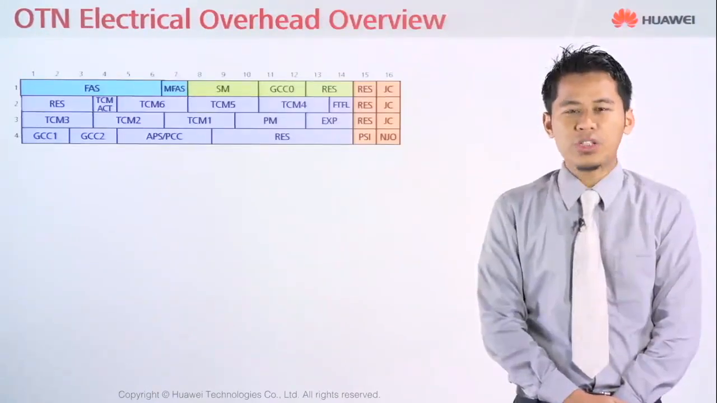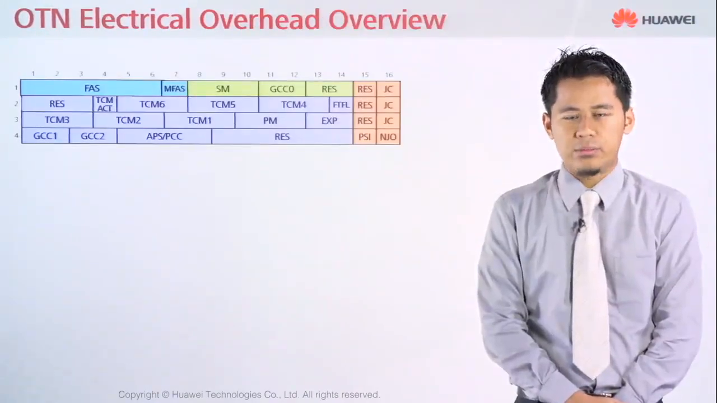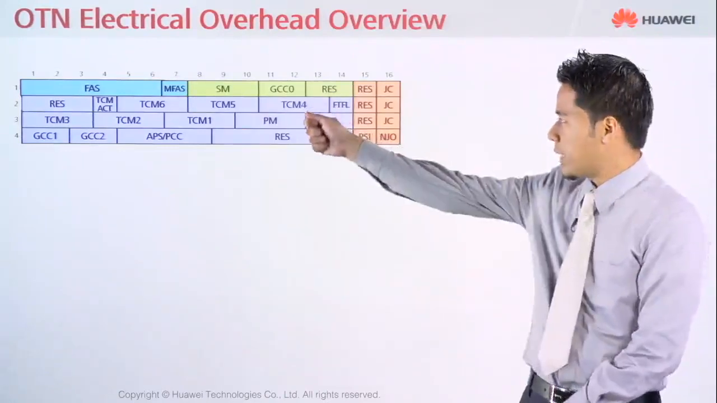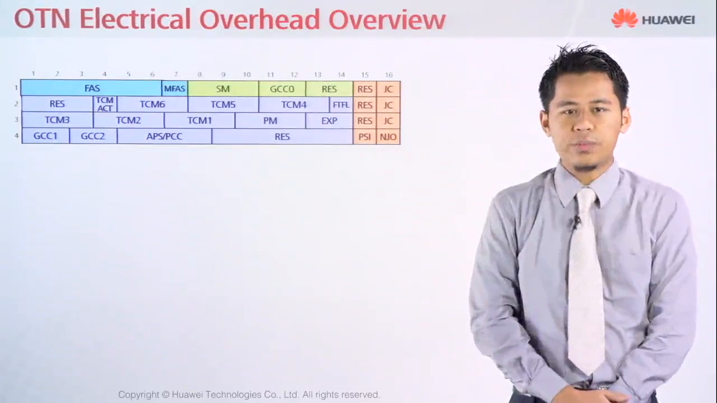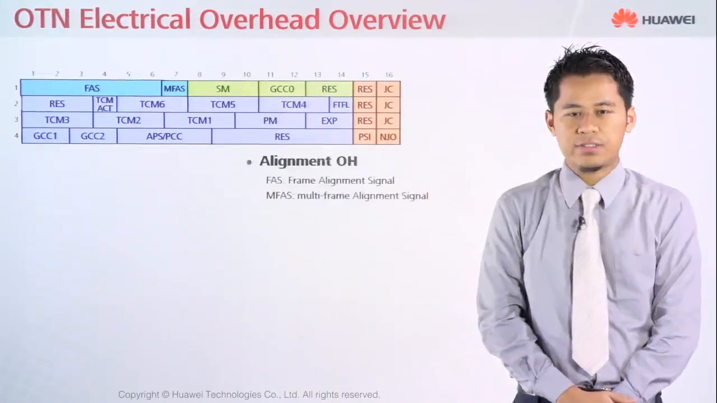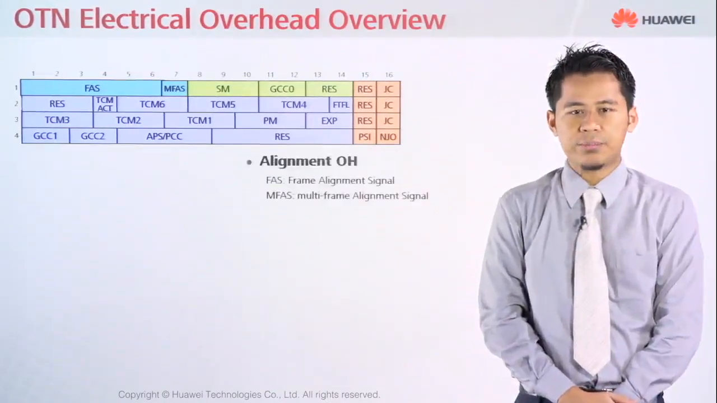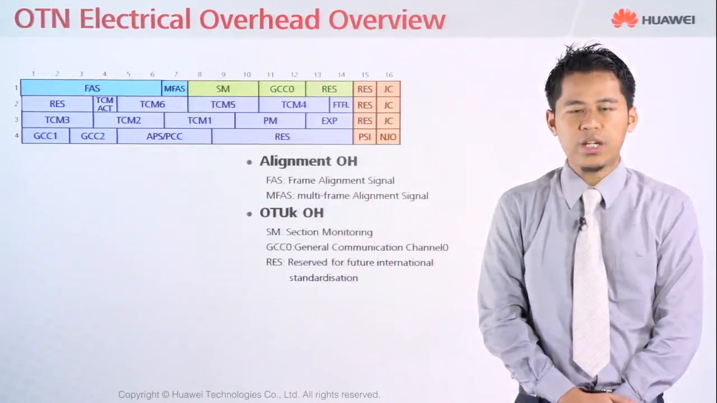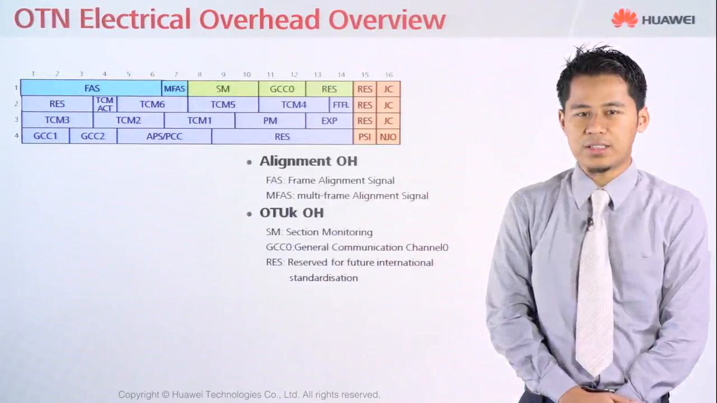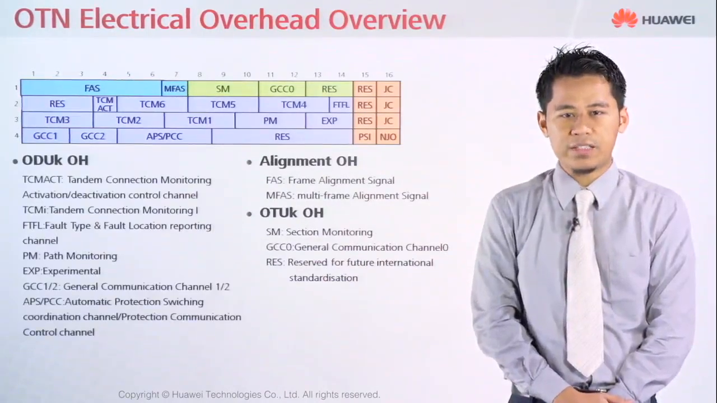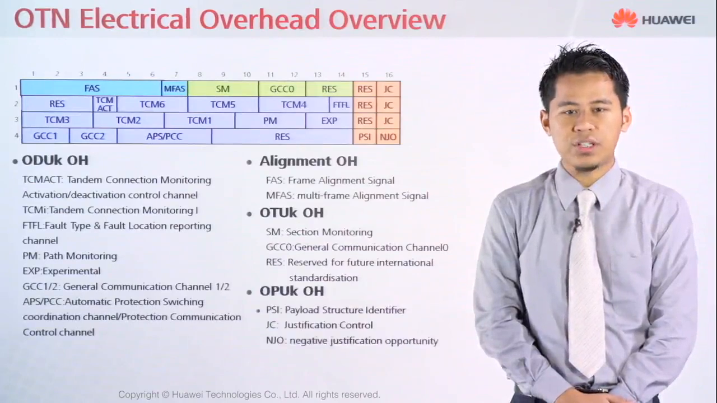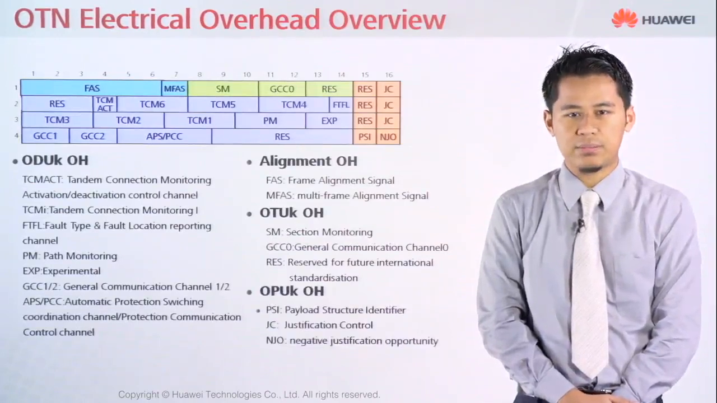So let's go through the OTN's overhead. We call it from byte number 1 until byte 16. The first one will be the FAS, as you can see, alignment, which is byte 1 until byte 6, and following are the OTUk overheads, which is the green color. The purple color shows the ODUk overheads, and the orange color shows the OPUk overheads.